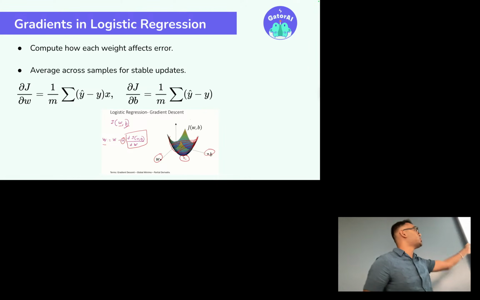And we use the summation in this case because we want to average across all the values just to keep our updates stable. So a few common questions for this is, where does the formula come from? The formula is derived by taking the partial derivative of cross entropy loss with respect to each weight. And the weight is referring to the weight in y hat equals wx plus b.